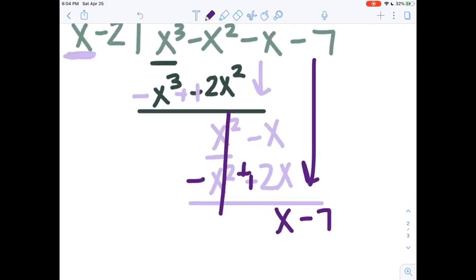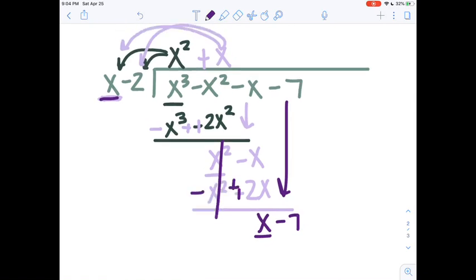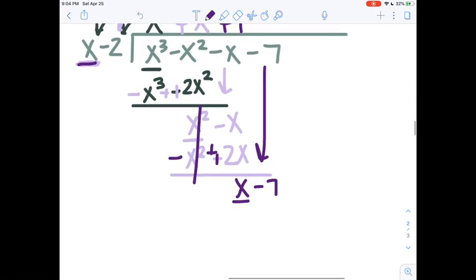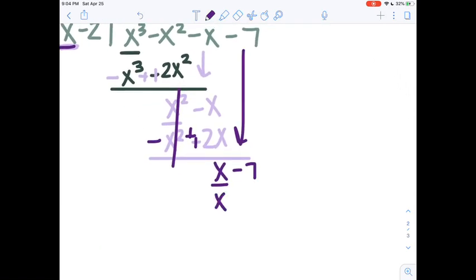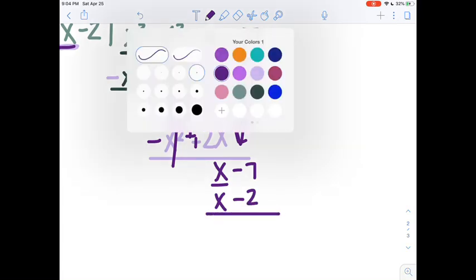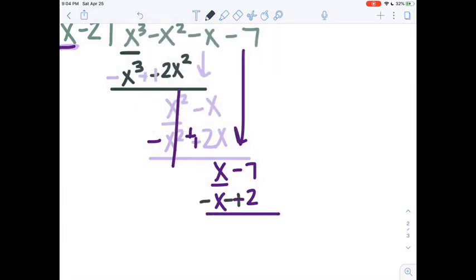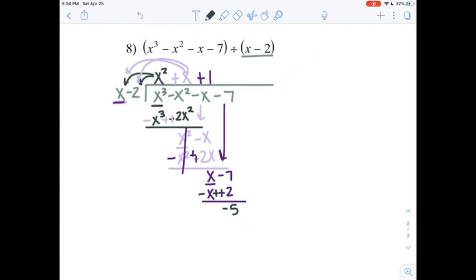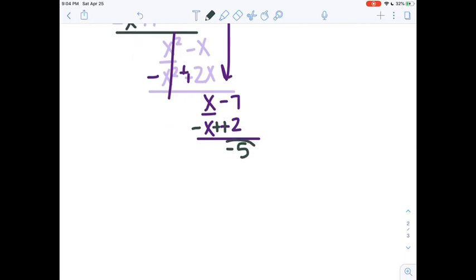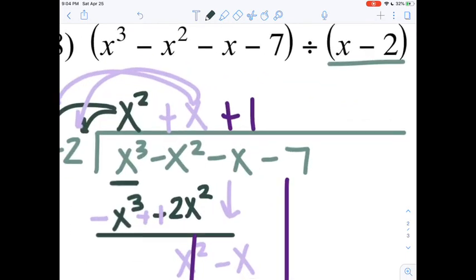And then go back to the beginning. What times x gets you x? Well, that's just 1. So multiply 1 times x, 1 times -2. Subtract the 2, so minus, minus, that becomes positive, and I get -5. Okay, since there's nothing else to bring down, this is my remainder, so minus 5 over x minus 2.